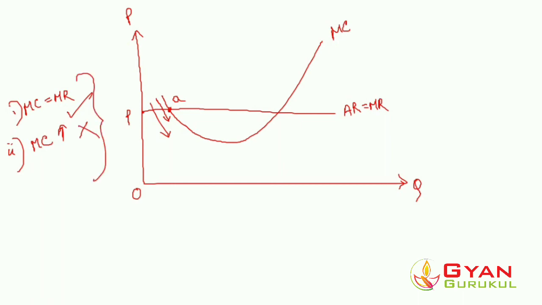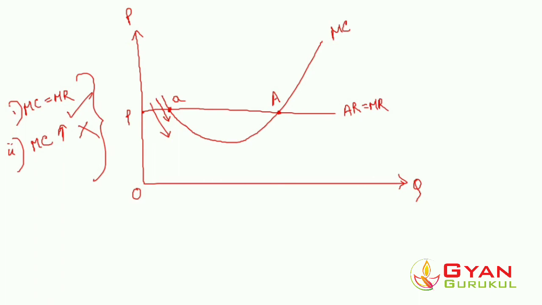That means point A is not our profit maximizing output level. Therefore there is another point in the diagram, another point which should be the producer's profit maximizing output level. Clear? Now let's see in the diagram what that point could be. We can see that the first condition is fulfilled at this point here. Let's denote this point as capital A.